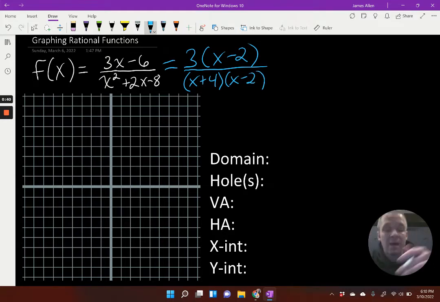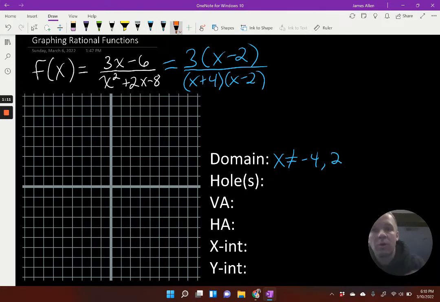Lovely. Now, at this point in time, we're going to look at our domain. So for our domain, we're going to look at our denominator. What values will cause our denominator to be 0, thus causing our whole entire function to be undefined? Well, that would be negative 4 and positive 2. There are different ways of writing this. We're going to keep it pretty simple here and have it as x cannot equal negative 4 and x cannot equal 2. If I had negative 4, then I would have 0 in the denominator. I can't divide by 0. It's undefined. All right, cool.